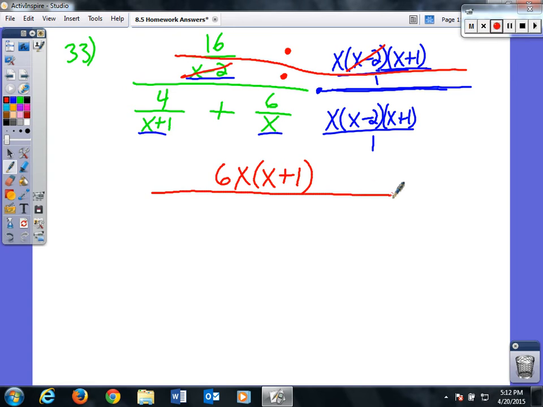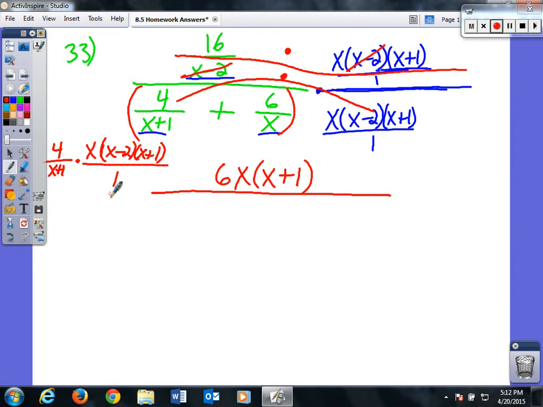Now let's look at the bottom. We're going to have to use the distributive property here. So we take this x times x minus 2 times x plus 1, and multiply it by 4 over x plus 1. So 4 over x plus 1 times x minus 2 times x plus 1 over 1. We've got an x plus 1 on the bottom, x plus 1 on the top, so we'll be left with 4x times x minus 2.